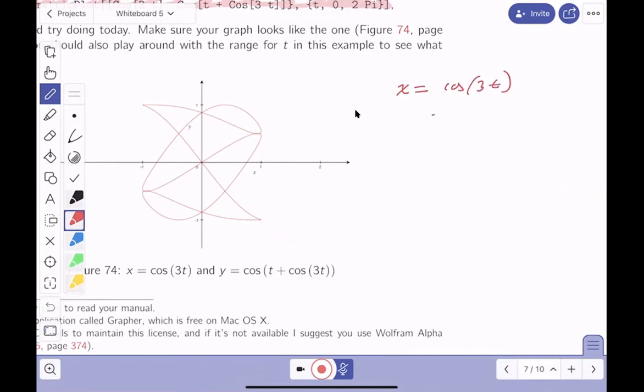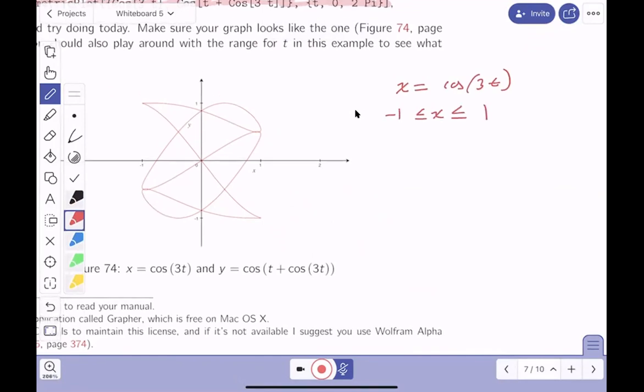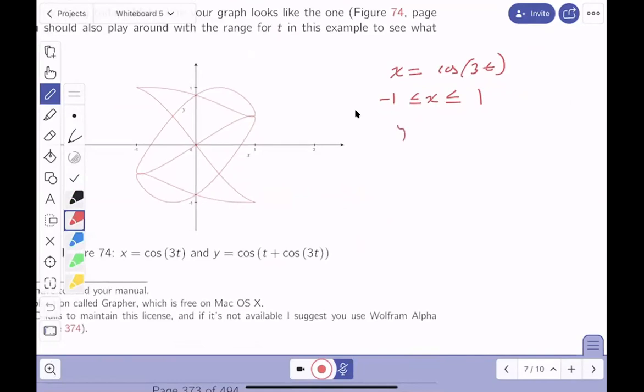And what I know about this over here, if I were just graphing it, I know the X, again, is between -1 and 1. How do I know that? The cosine curve never bounces out of that. Now, what's the Y equal to? It's cosine of t. This is really crazy, right? Cosine of 3t. What do I know about the Y? The Y is between -1 and 1 as well.